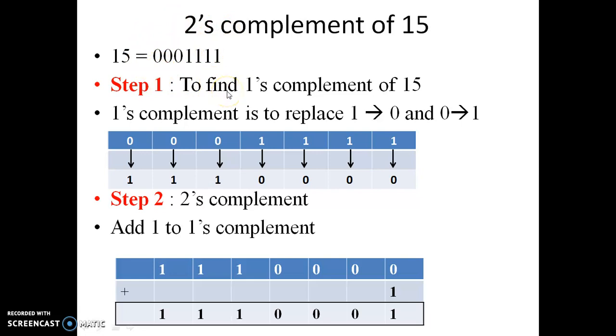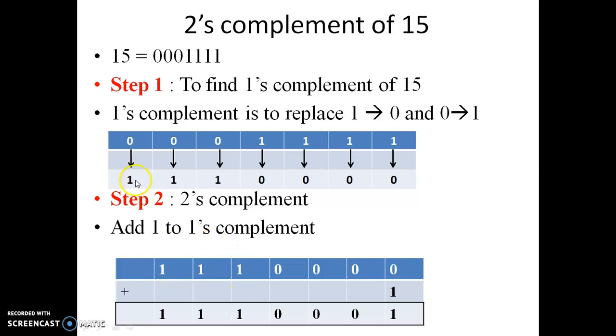First we have to find the 1's complement of 15. How do we find the 1's complement? Invert the bits, that is, we replace 1 with 0 and 0 with 1. So this number is represented here, and 0 will be replaced by 1, 1 will be replaced by 0. Likewise, the number that we got is nothing but the 1's complement of 15. Now to get the 2's complement, we add 1 to the 1's complement.